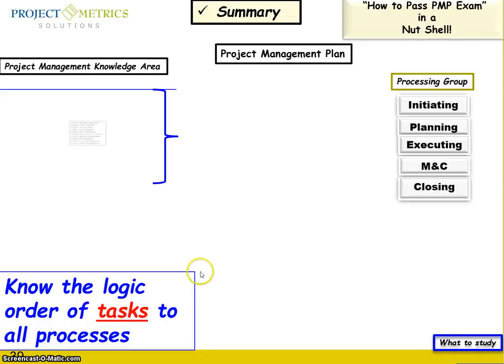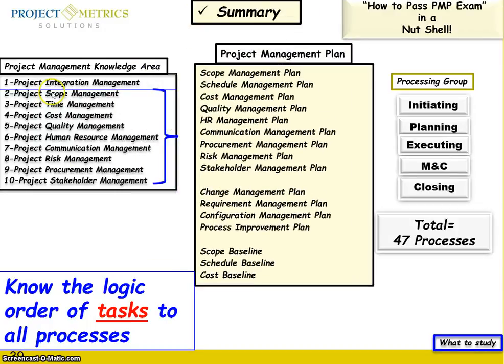Now, in summary, what I'd like you to do is to know the knowledge areas, from project integration management up to project stakeholder management, and know the components of the project management plan. Don't look at it as separate. No, it is all together. It forms for you the scope management plan, and then when you go for the 5 process groups, the total 47 processes, it is on page 61. You memorize it? Yes, I'd like you to memorize it, and then you know the logical order of tasks for all processes. That's going to be your homework.